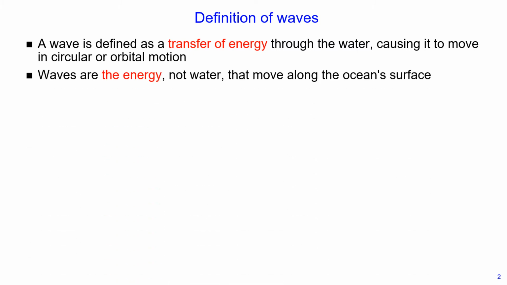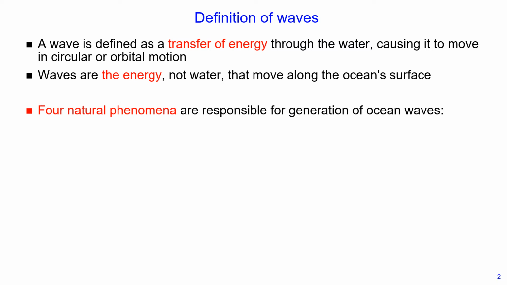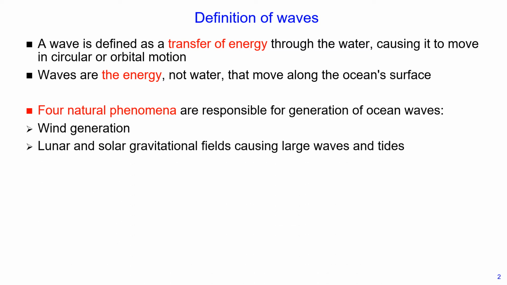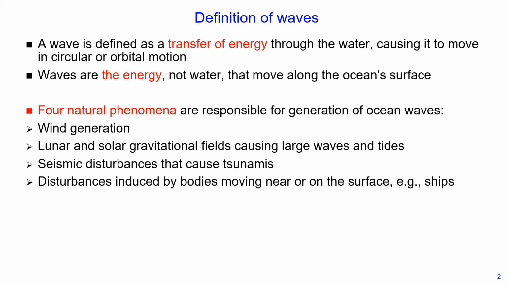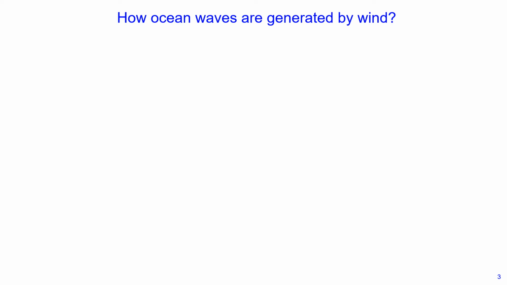There are four natural phenomena that are responsible for the generation of ocean waves. First, of course, it's wind, which generates waves. Also, lunar and solar gravitational fields cause large waves and tides. In addition, seismic disturbances cause tsunamis. And finally, disturbances induced by bodies that move near or on the surface. For example, when we have ships moving on the surface, we have waves generated. The main focus in my lectures will be on ocean waves that are generated by wind.